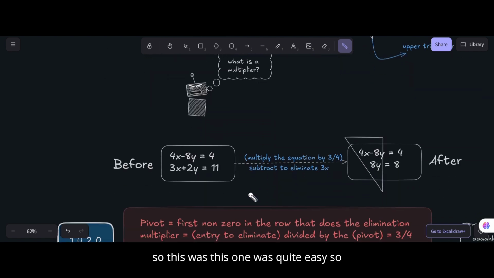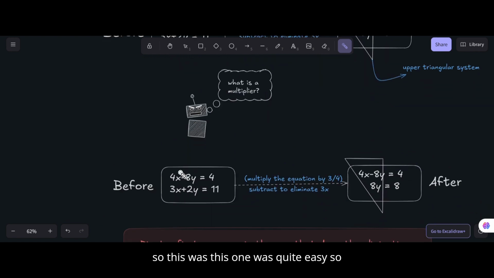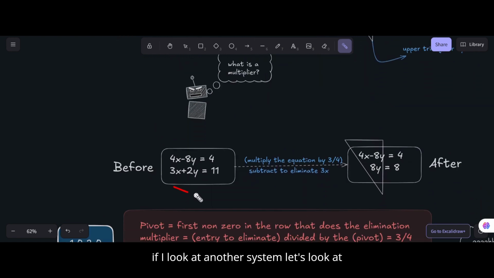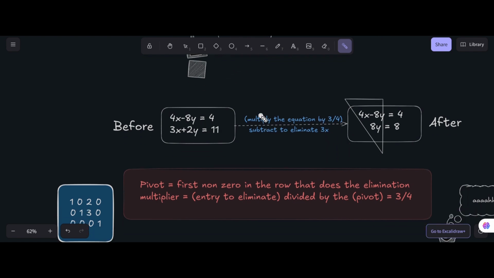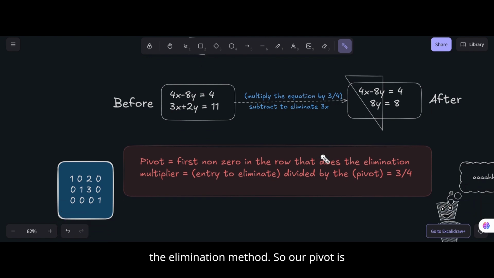Okay, so this one was quite easy. Let's look at another system. This is the entry that I will be using to eliminate this entry. So this is my pivot, and the number that I multiply it with, in this case 3 by 4, is the multiplier. Now I have acquired my upper triangular form, and that is the main goal of the elimination method.